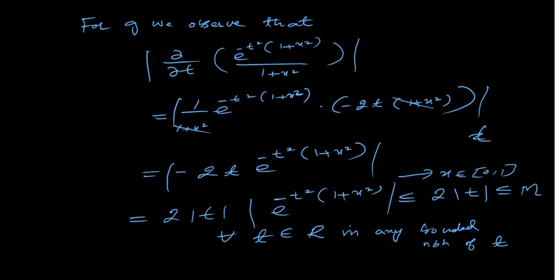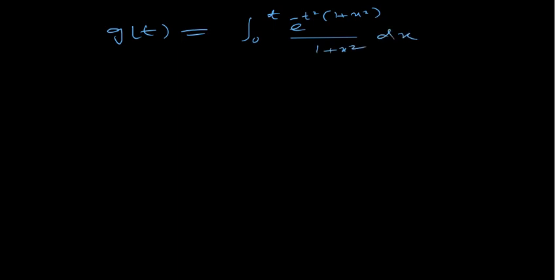So what's g(t)? We have this g of t, which satisfies all the properties of the hypothesis of the previous theorem. So our g of t is this function, integral of e power minus t square times 1 plus x square divided by 1 plus x square dx. Okay, this is 0 to 1 here, not 0 to t, 0 to 1. This is our g of t.